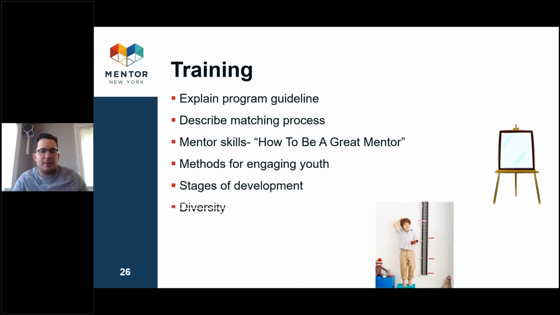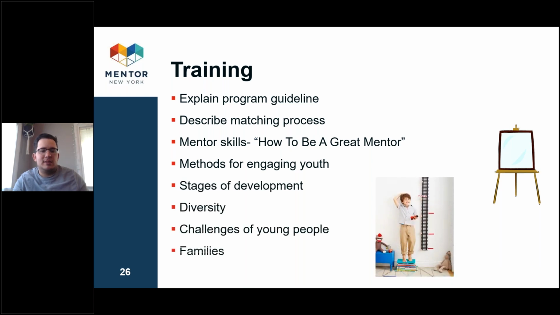So these are just a few topics that have come up in the past, right? Stages of development, engaging young people, diversity, dealing with cultural differences, making sure that there are specific challenges that young people deal with. So, drug and alcohol, sexual health, family engagement, all these things are going to come up, and you want to make sure mentors are equipped to, if a mentee raises any of these issues, they should know how to respond.